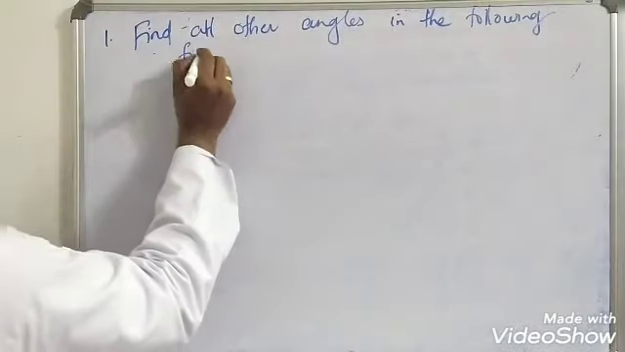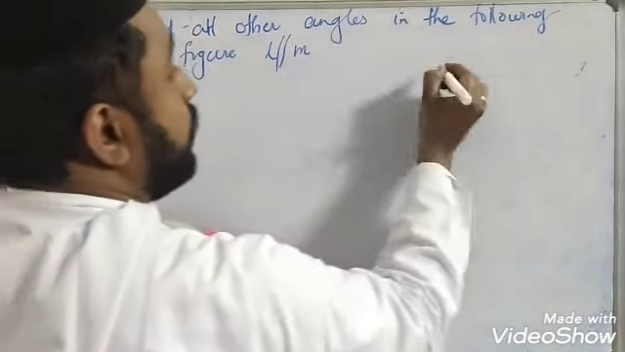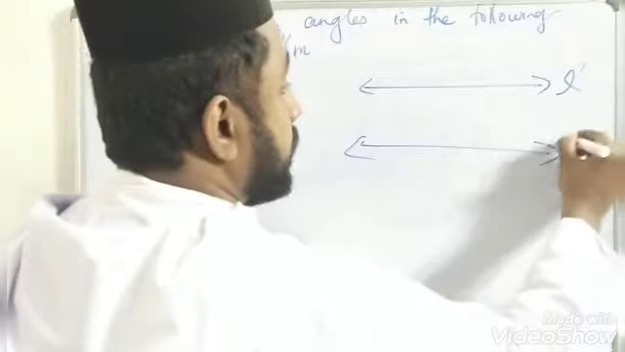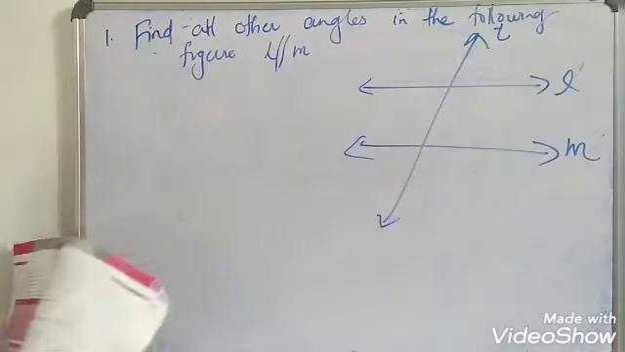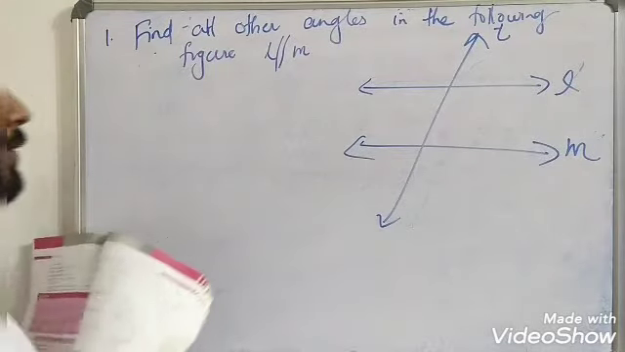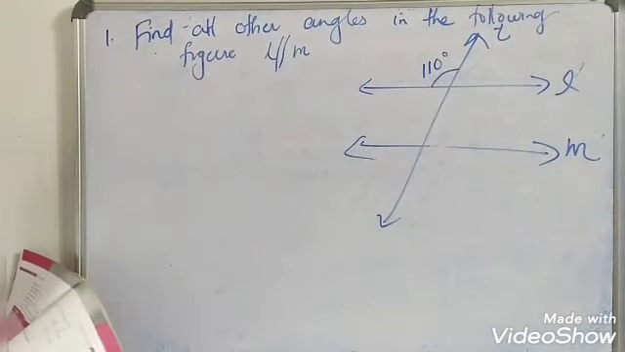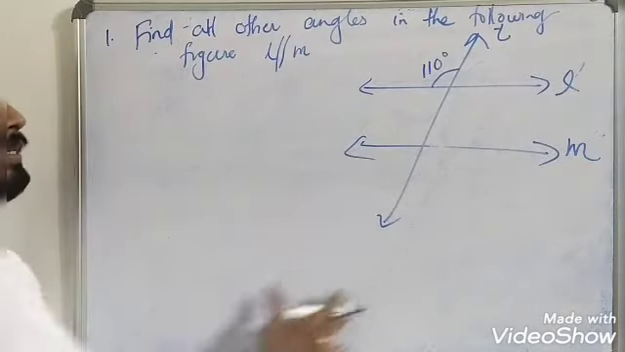We have to find all the other angles. Lines L and M are parallel, cut by a transversal T. One angle is given as 110 degrees, and we have to find all the other 7 angles. We can easily write all the other 7 angles.